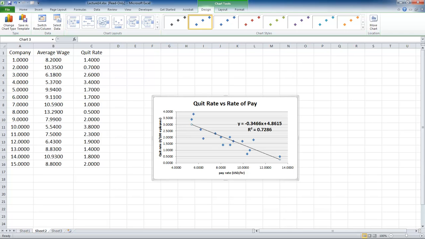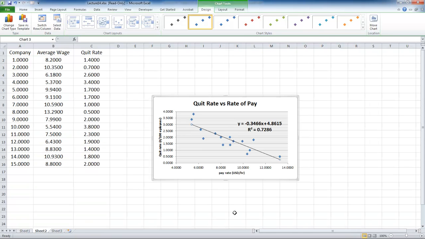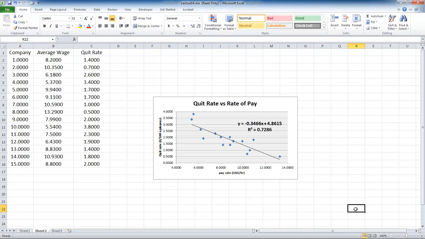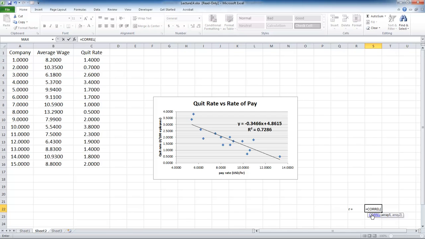The main questions I want to answer then is, is it linear? And I would say it does appear linear. There's no outliers that are detected. And I'm going to compute the R value because I want to know the strength of the association. I'm going to do this off to the side again because I want to be careful and not have any problems when I do Control-Shift-Down key. Although I'm not going to do it on this particular problem, but you will on others.